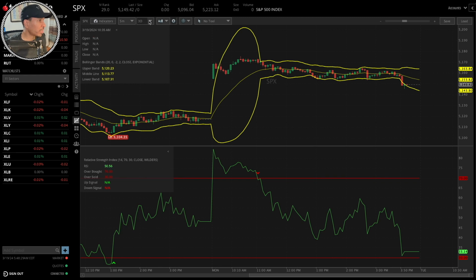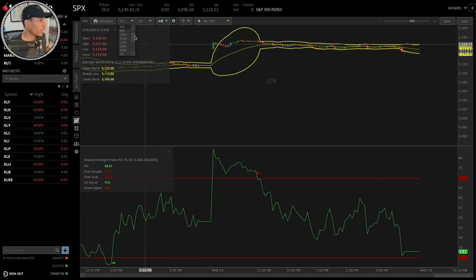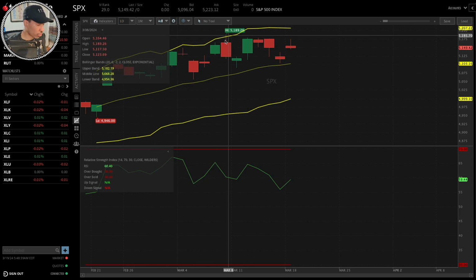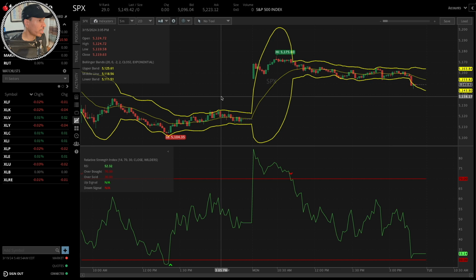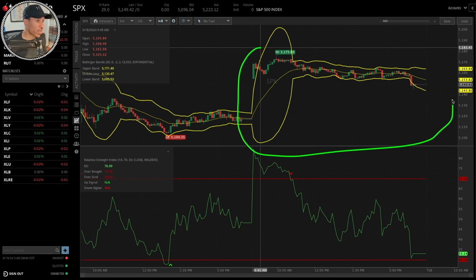Let me just do a 1 month, 1 day chart. As you can see here, the all-time high right now for the SPX, or the S&P 500, is 5189 and some change, right? So yesterday when the market opened, go back to 5 minutes, this here is the price action for yesterday.